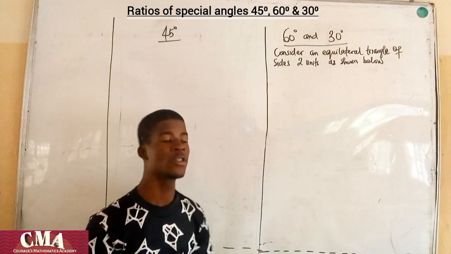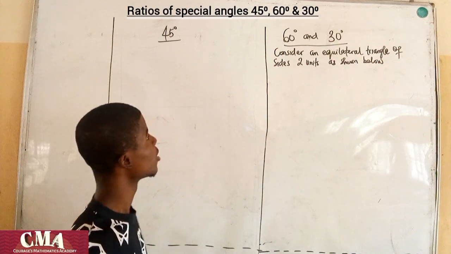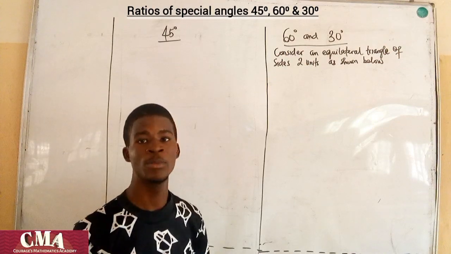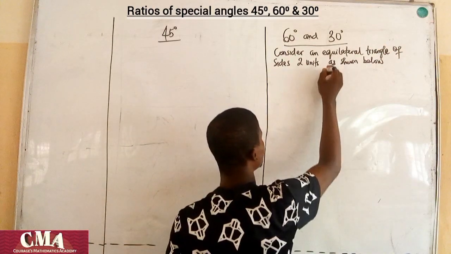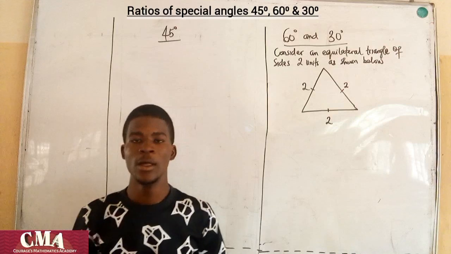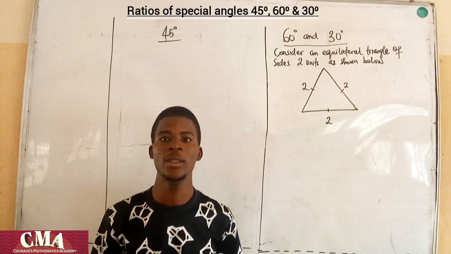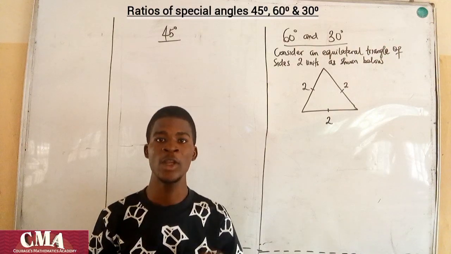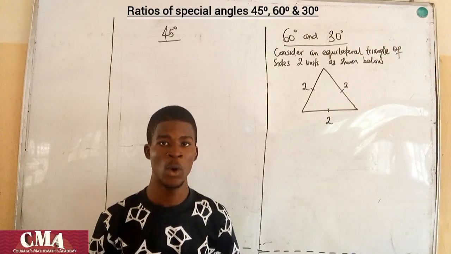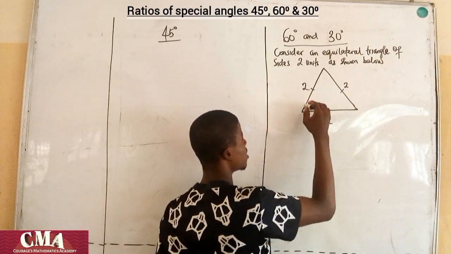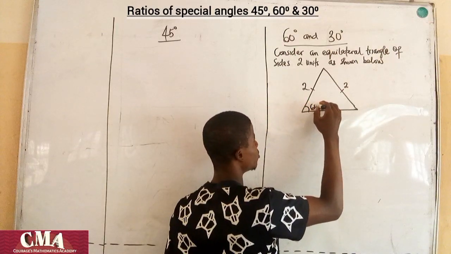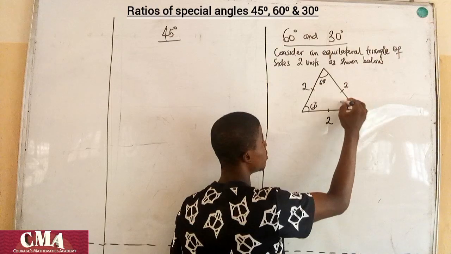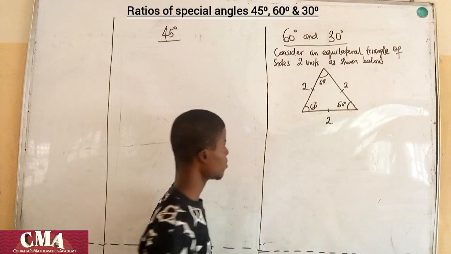Let's proceed. For 60 degrees and 30 degrees, consider an equilateral triangle of side 2 units as shown below. Now, this is the equilateral triangle. An equilateral triangle has all sides and all interior angles equal. And the interior angles are 60 degrees each in magnitude. 60 degrees, 60 degrees, 60 degrees.